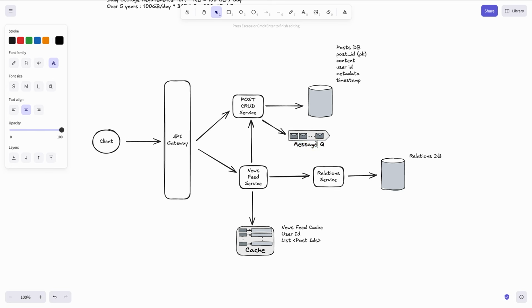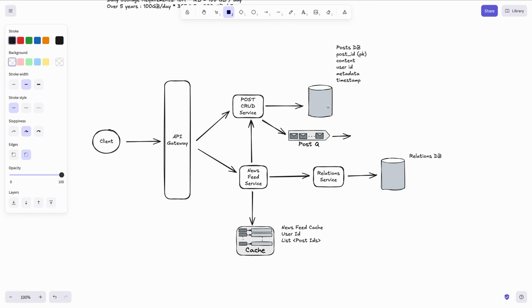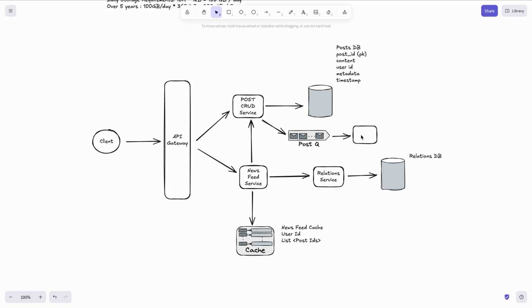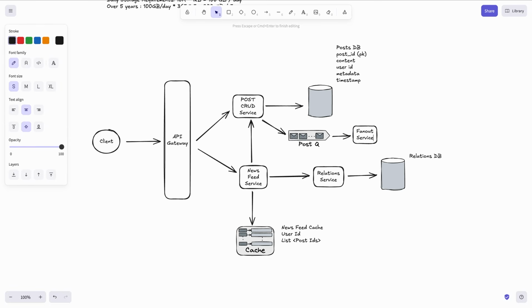Let's call it post queue. So this queue is a decoupling point. It means that the post cred service can finish its job and return the response to the client or user, satisfying the low latency requirement for the post, and a dedicated fan out service listens to this queue. Its only job is to fan out that post to the relevant users.